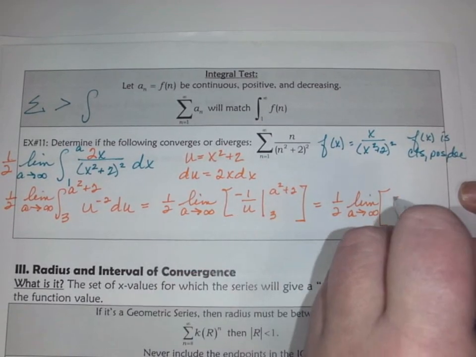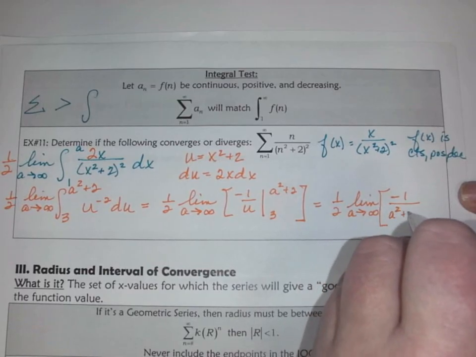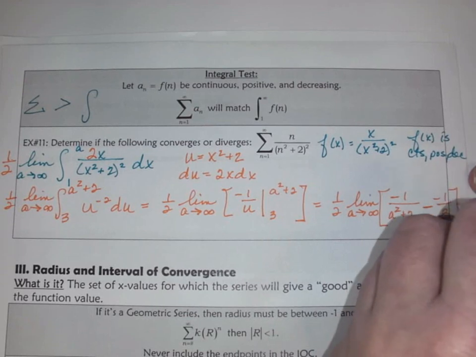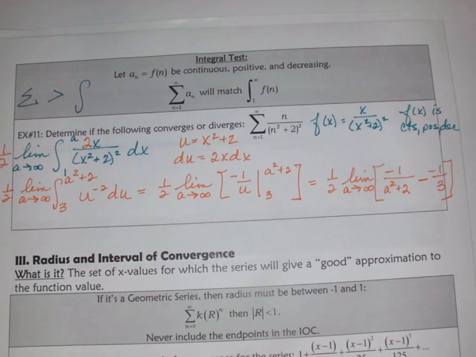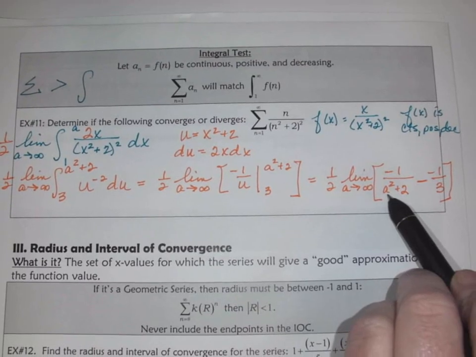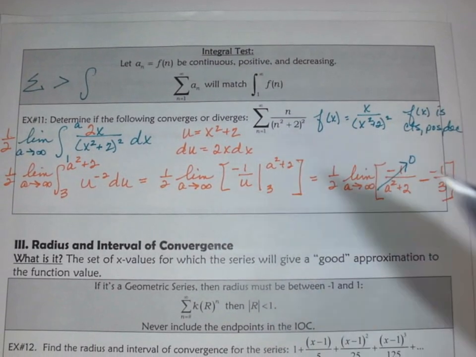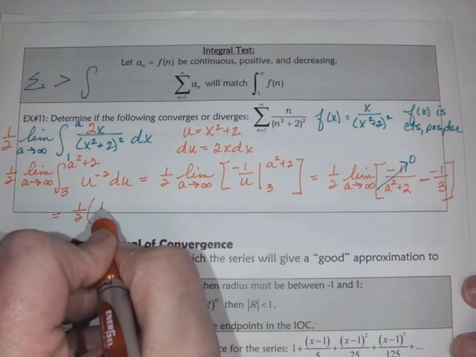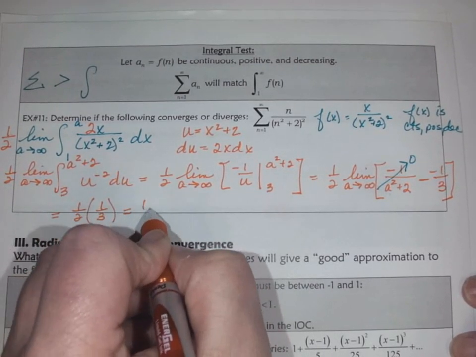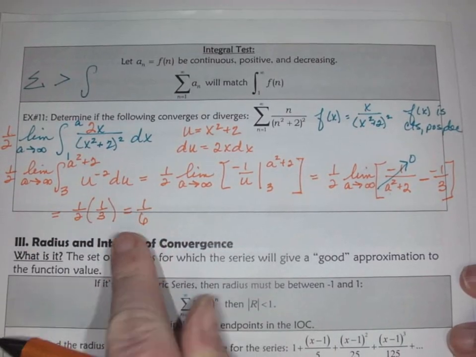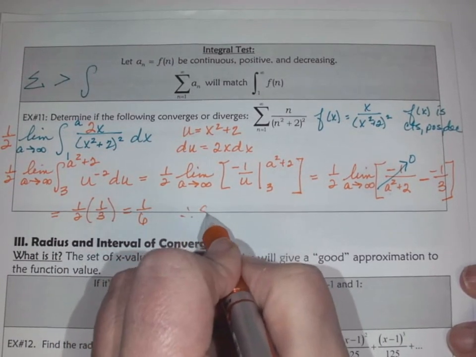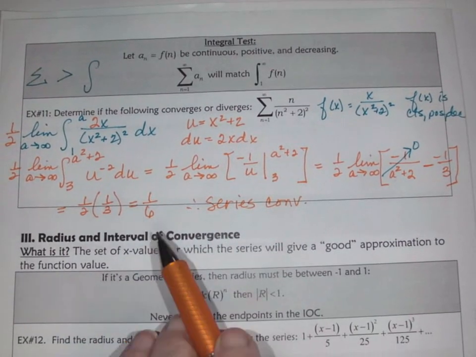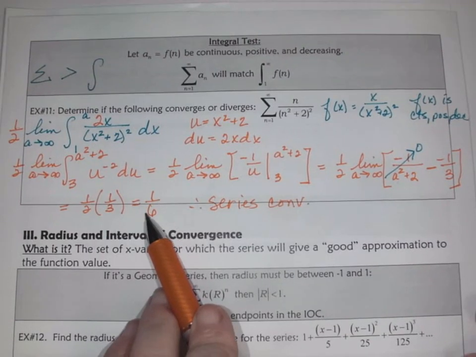If I plug in a, I get negative 1 over a squared plus 2. If I plug in 3, I get minus negative 1 over 3. Now, because I'm dealing with limits, if I plug infinity into the denominator, this piece is going to go to 0. So I'm going to end up with 1/2 times 1/3, which is equal to 1/6. So that means that the series converges. However, it will converge to something that is greater than 1/6.